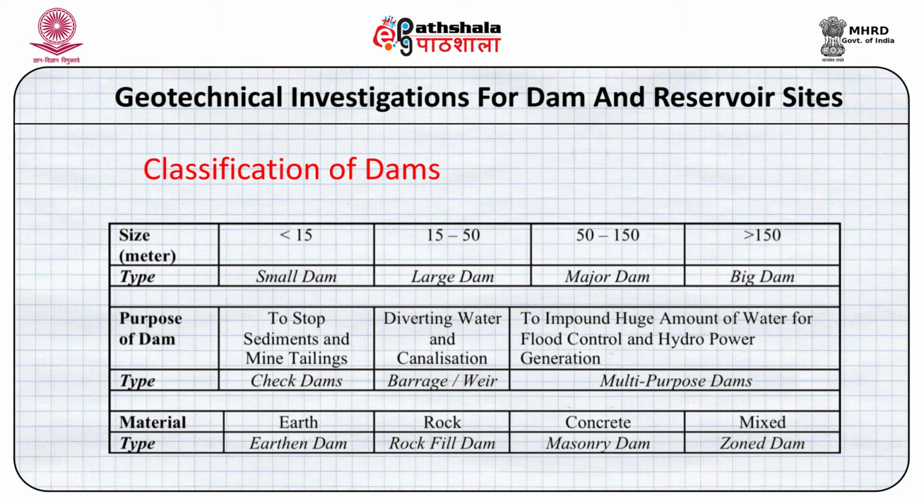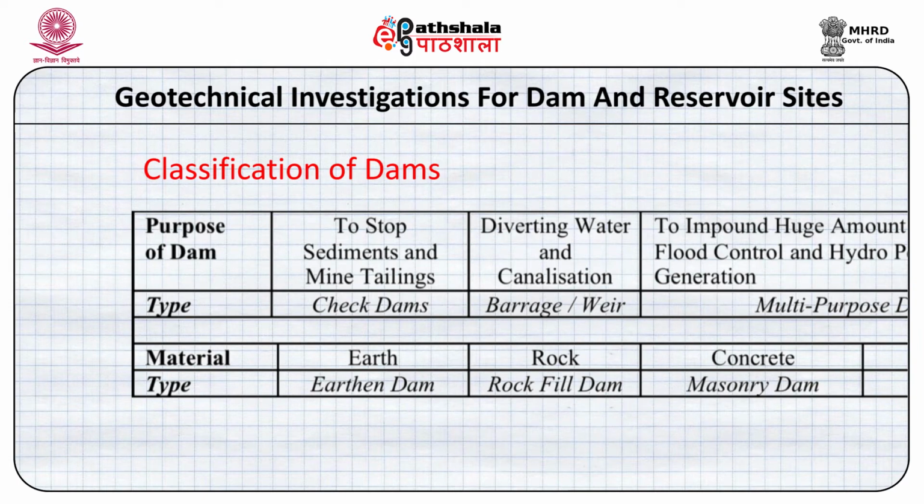As far as materials are concerned, we can have earth dam if we are using borrowed earth to make that dam. We can call it rock fill dam if we are using rock rubble to construct a dam, and if we are using masonry or concrete, then we call it concrete or masonry dam.